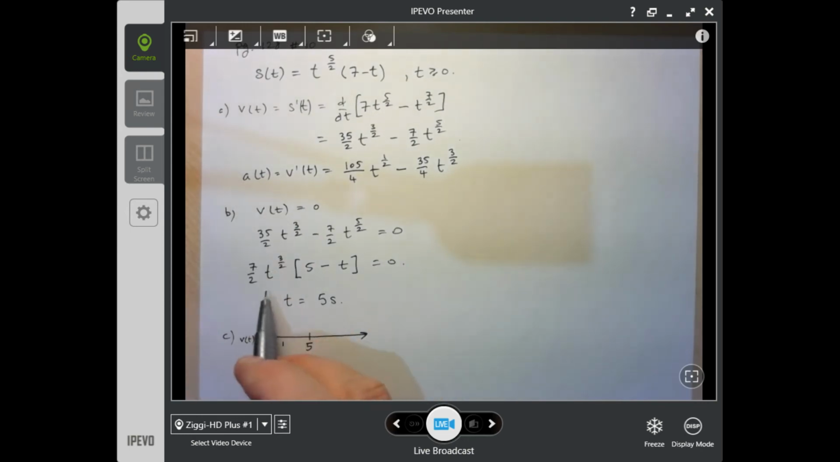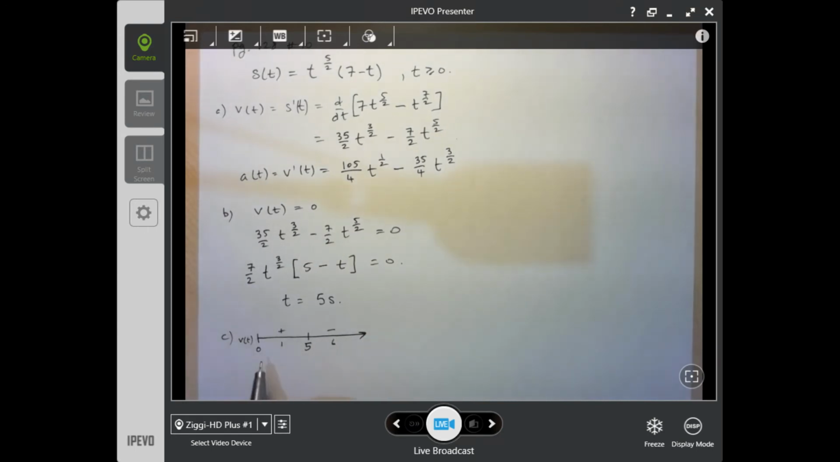Well, this is just going to be positive, and here I've got 5 minus 1, which is 4. So the whole thing is going to be a positive number. Whereas if I put in something greater than 5, say 6, again this part is just going to be positive, but here I get 5 minus 6, which is negative, so I know that it's going to be negative. So that means that this object must have been moving towards the right with positive velocity, stopped instantaneously at 5, and then started moving to the left, and that's shown by the negative velocity. So again, the answer is at t equals 5 seconds.